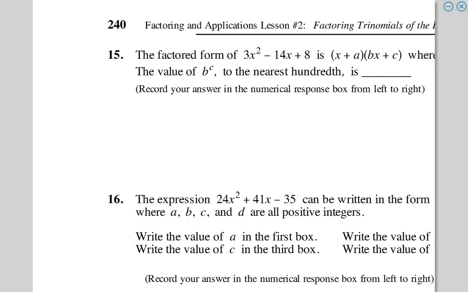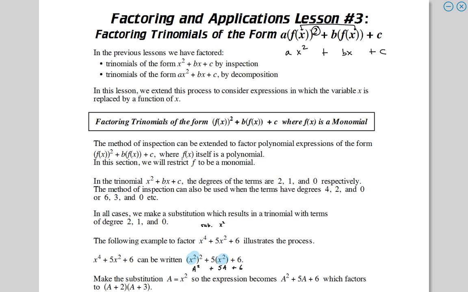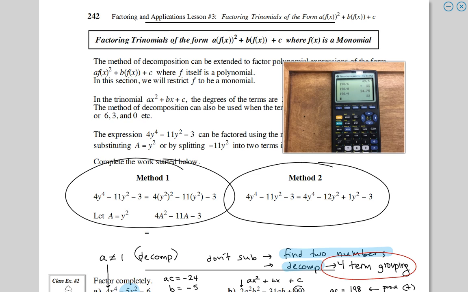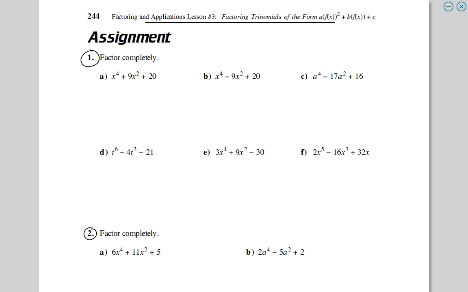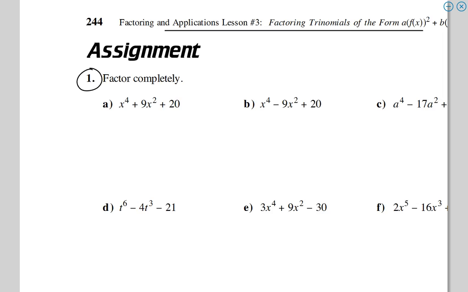Okay, let's go to the next lesson. So this is where you have some more challenging questions. So this is page 244.